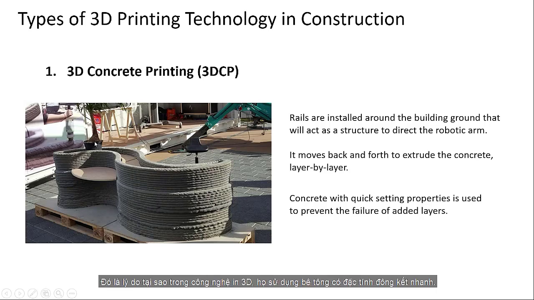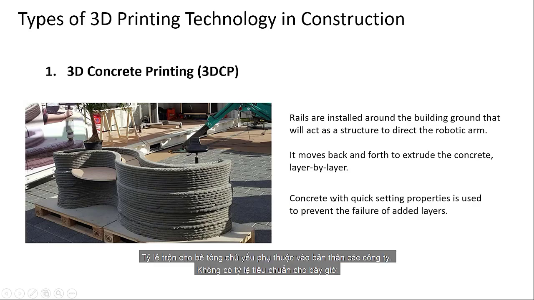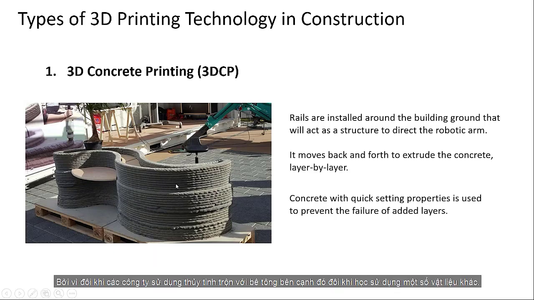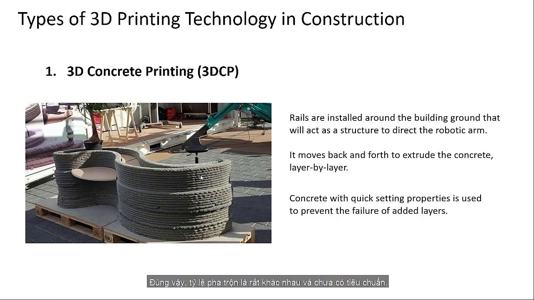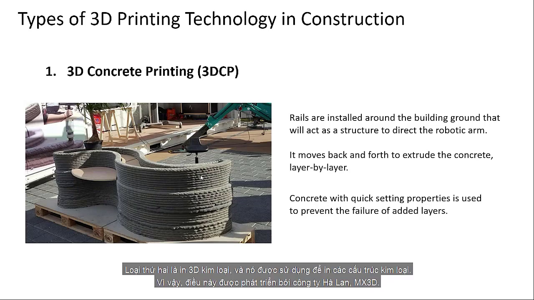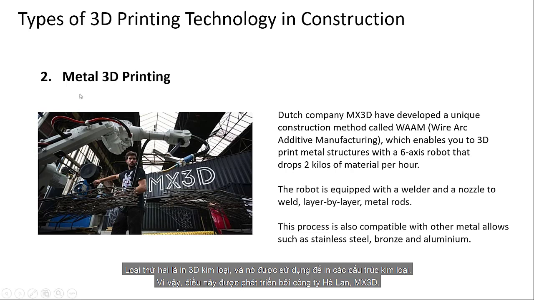That's why in 3D printing technology, they use concrete with a quick setting property. The mixing ratio depends on the company. There's no standard for now, because sometimes the company uses glass mixed with the concrete for that, and sometimes they use other things. So yeah, it's very different. There's no standard yet.